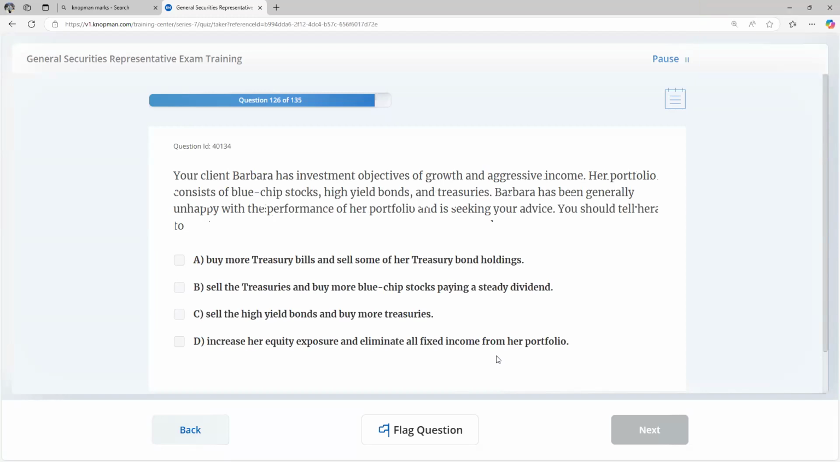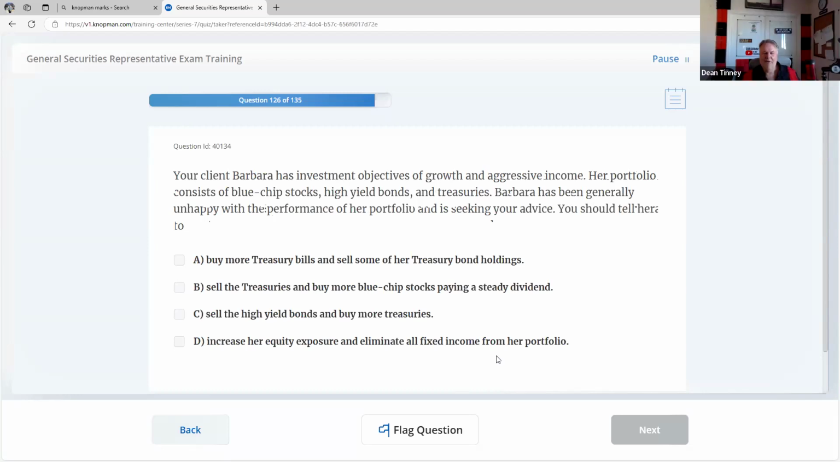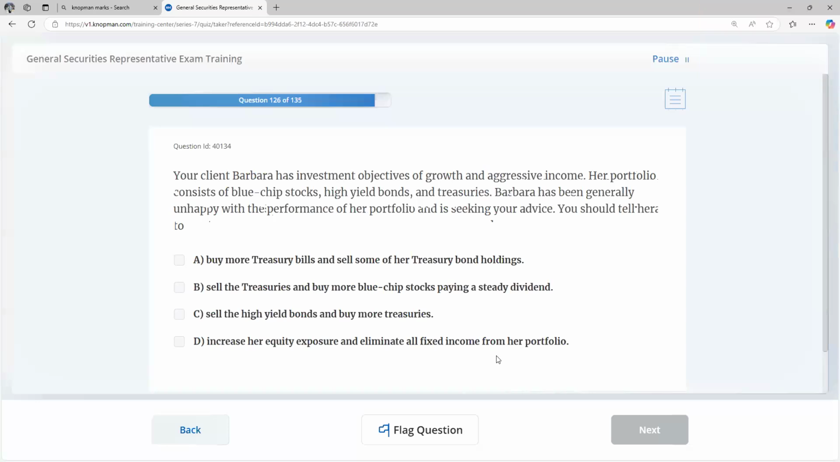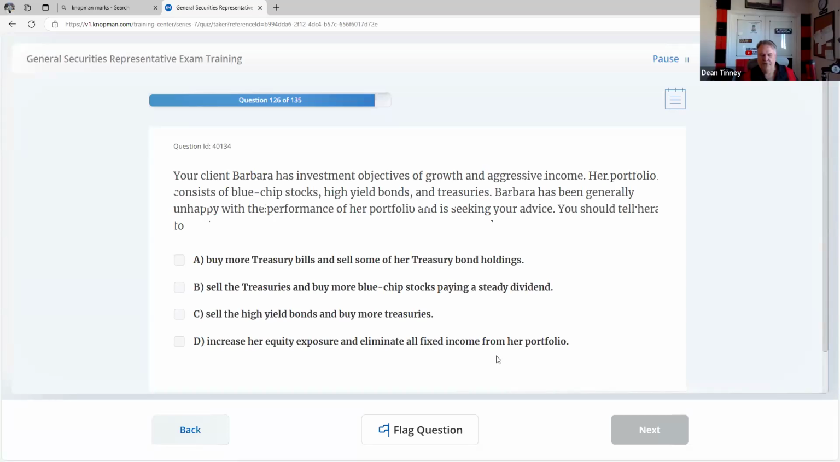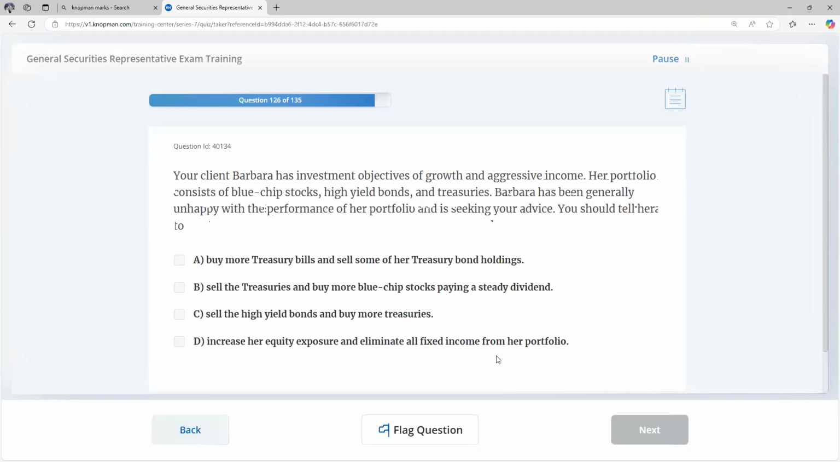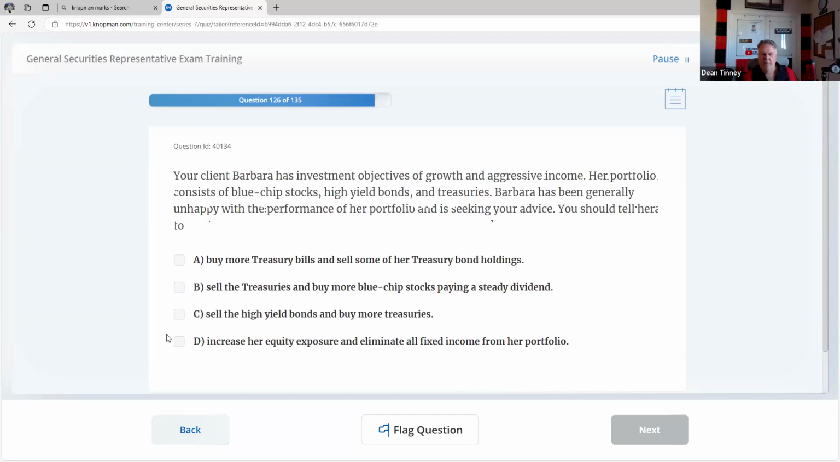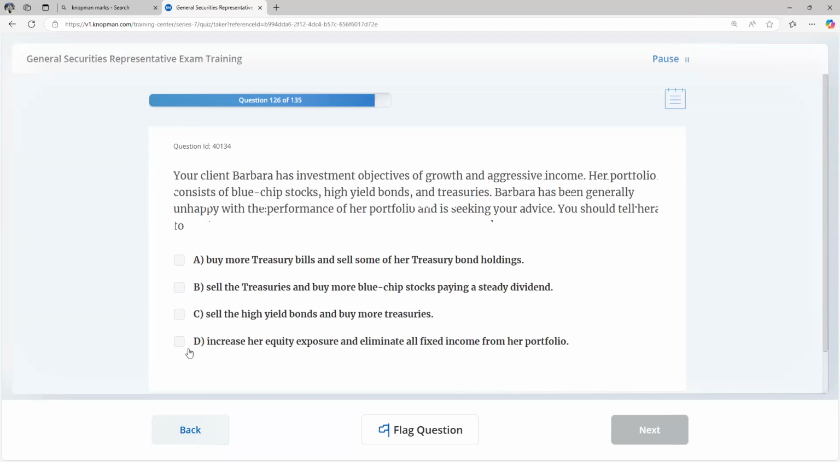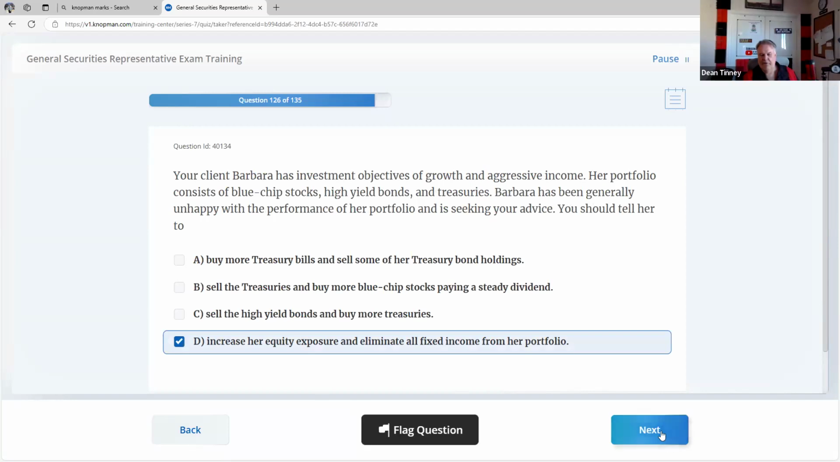Well, if she's not happy with her bonds, I'm going to tell her to increase her equity if she's aggressive. Her portfolio consists of blue chips, high yield bonds, and treasuries, and she's been unhappy with performance. I think it's a funky question, but if we're trying to get her more performance, we're certainly not buying more treasuries. I'm going to say eliminate her fixed income and buy more equity exposure. Well, she's got the high yield bonds. I don't know, this will be a fun one. You're not going to buy more treasuries. I think this is an interesting one. Let's see if we got it right.